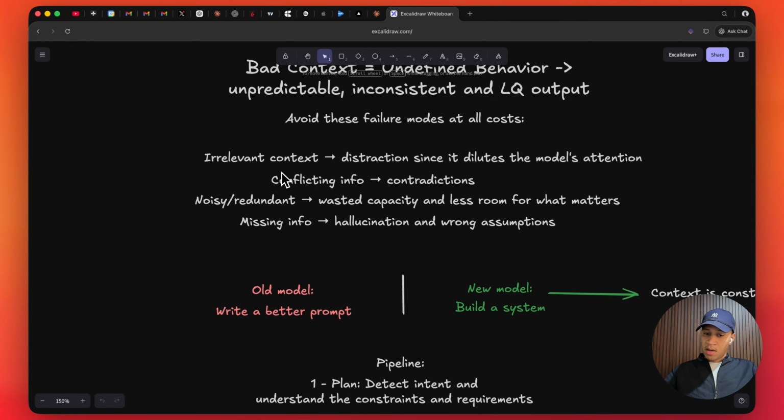The first one is irrelevant context. Because this distracts your model and dilutes the model's attention to what's really important to the conversation, you need to make sure the context you are including is always relevant to the task.